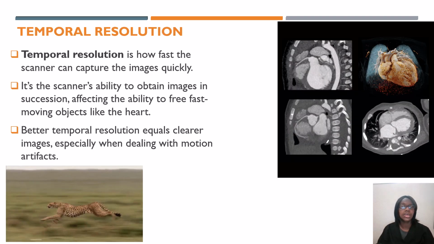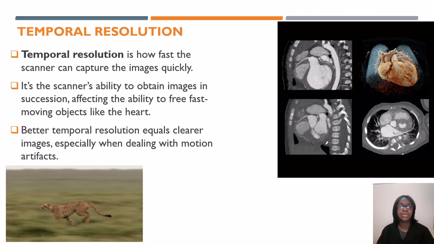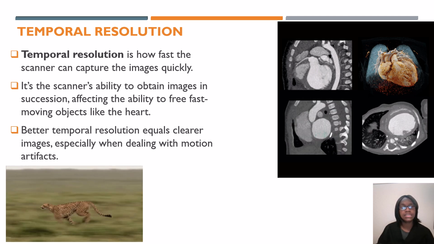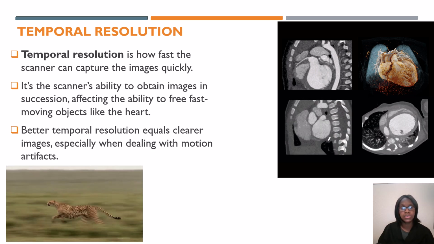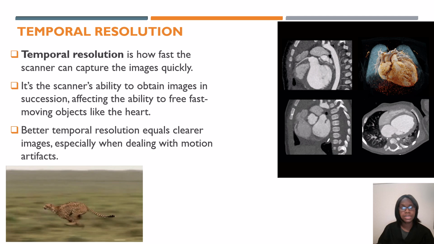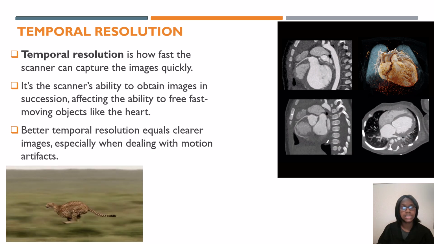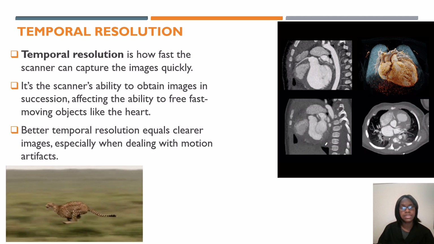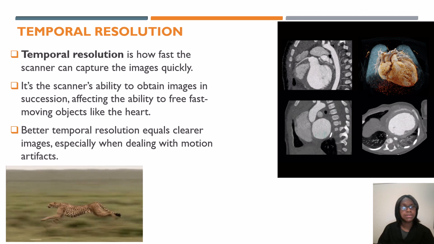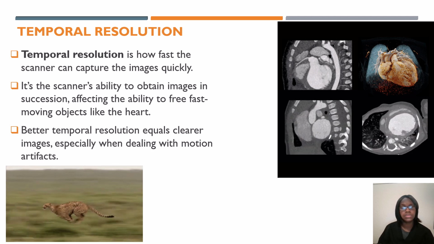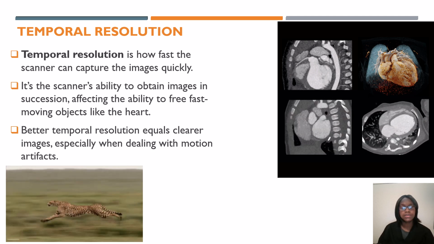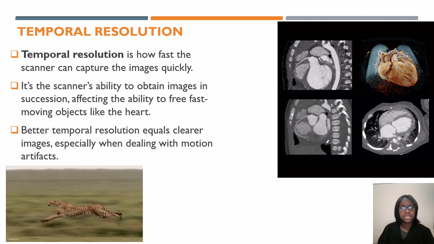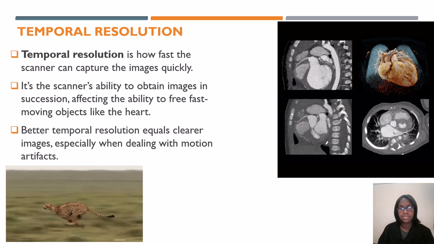noise. Temporal resolution. Now we're talking about this. Temporal resolution is pretty much how fast the scanner can capture the images quickly. It's the scanner's ability to obtain images in succession, affecting the ability to freeze fast moving objects like the heart. Better temporal resolution equals clearer images, especially when dealing with motion artifacts. It's especially good in cardiac imaging.